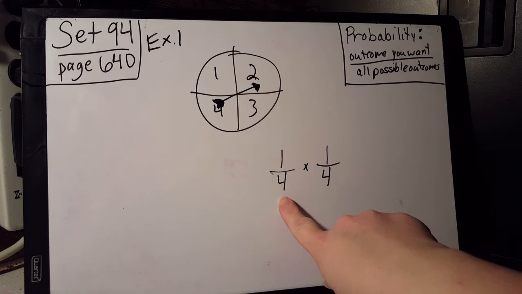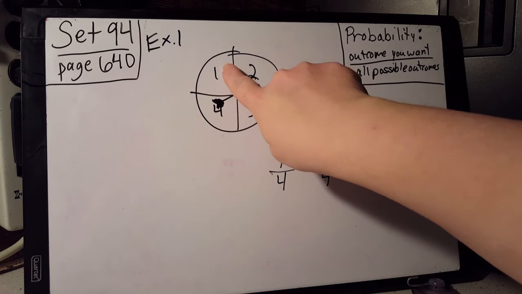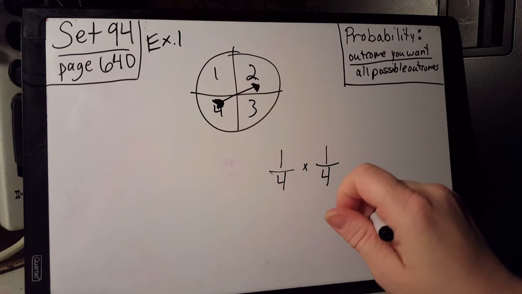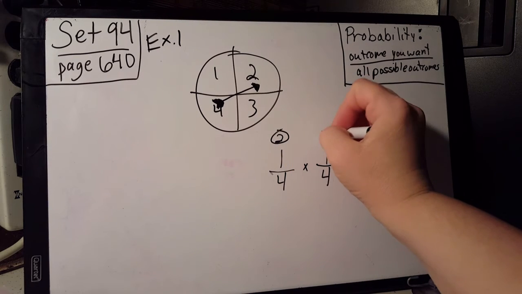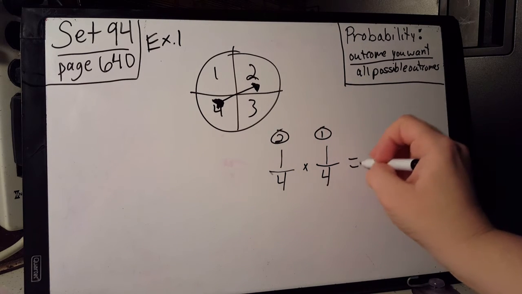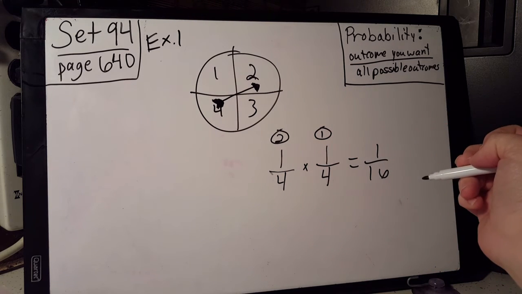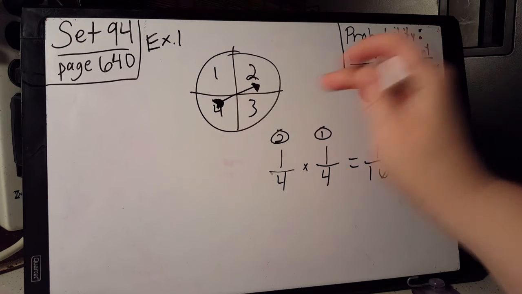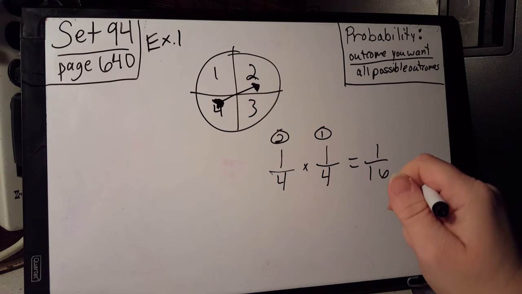So you have a 1/4 chance of getting a 2 on the first spin. You have a 1/4 chance of getting a 1 on the second spin. So what's the probability of it happening in that order, of getting a 2 and then getting a 1? Well, basically you multiply those together and you have a 1 in 16 chance of getting a 2 and then a 1, in that order, on your first and your second spin.